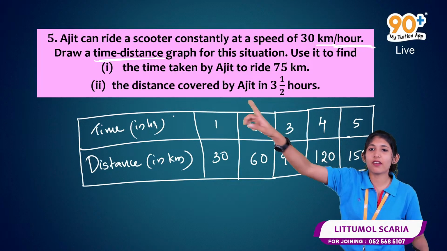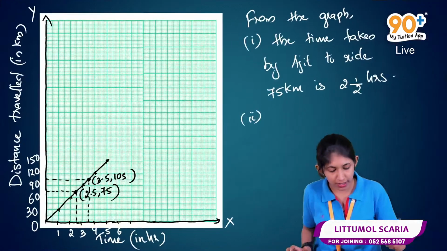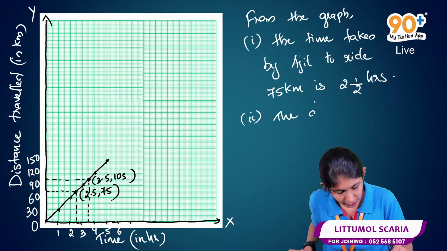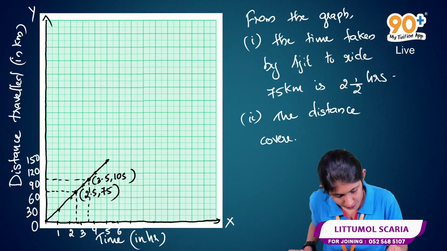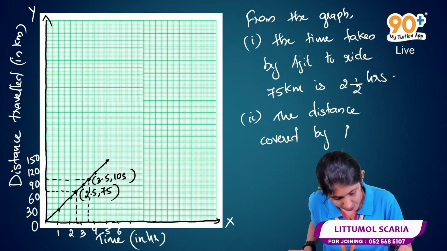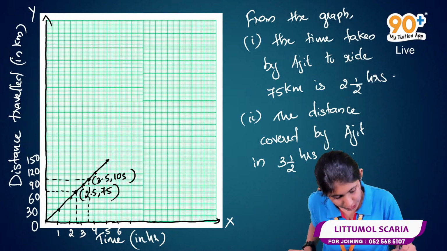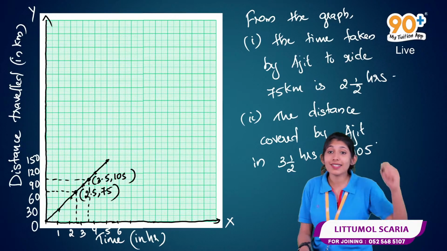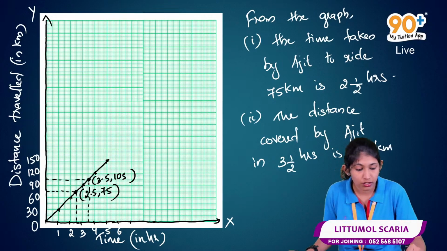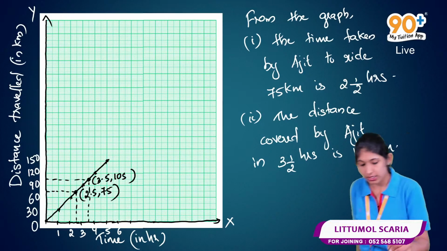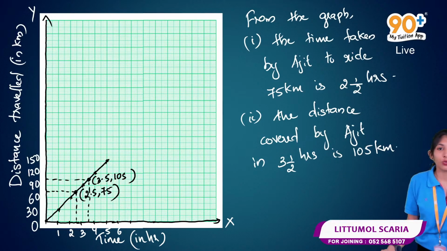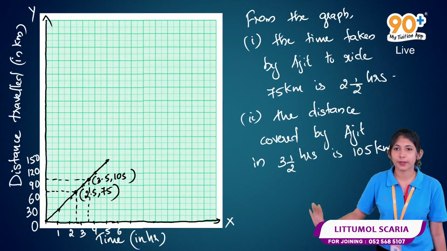The distance covered by Ajit in 3.5 hours is how much? 105. Also 105 what? 105 kilometers. Don't forget to write the unit. Okay, done.